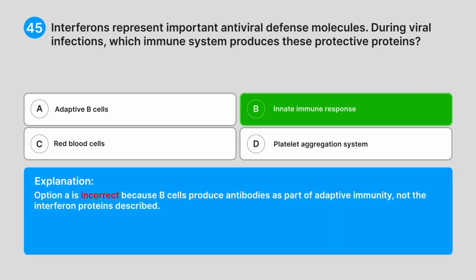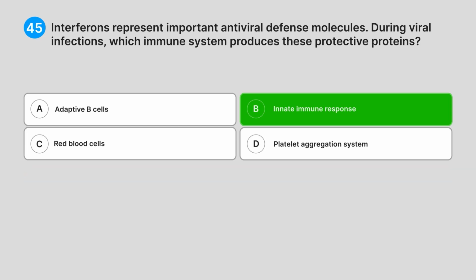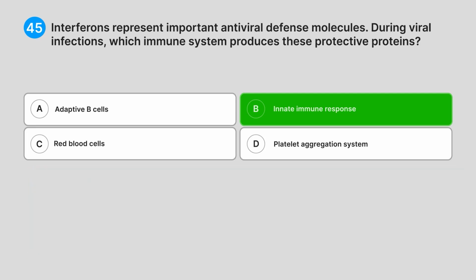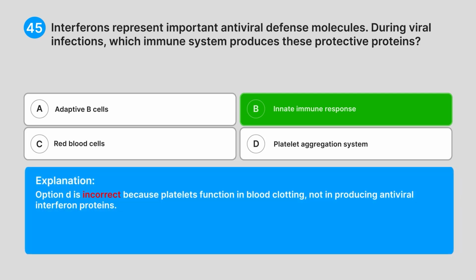Option A is incorrect because B cells produce antibodies as part of adaptive immunity, not the interferon proteins described. Option C is incorrect because red blood cells transport oxygen and do not produce immune proteins like interferons. Option D is incorrect because platelets function in blood clotting, not in producing antiviral interferon proteins.